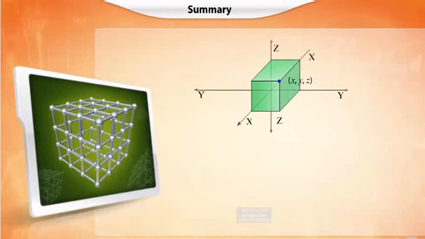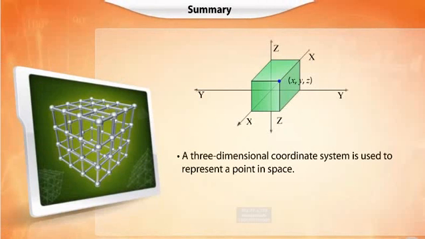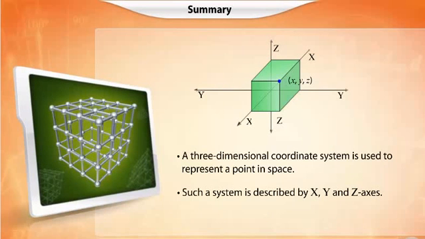Let us now summarize what we have learnt in this module. We have seen that a 3-dimensional coordinate system is required to locate a point in space. Further, we have seen that such a system is described by x, y and z axes. We have also seen that these axes divide the space into 8 octants.